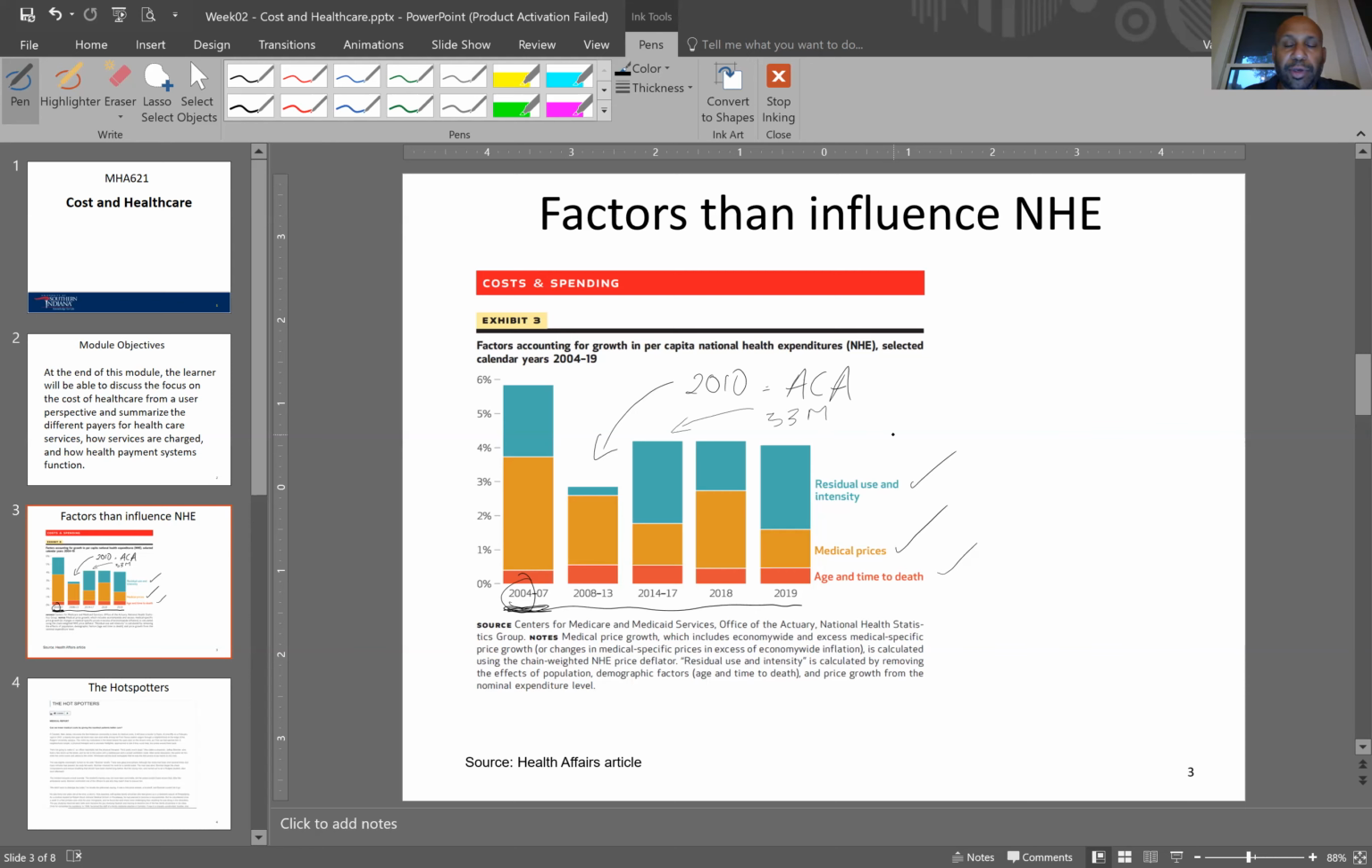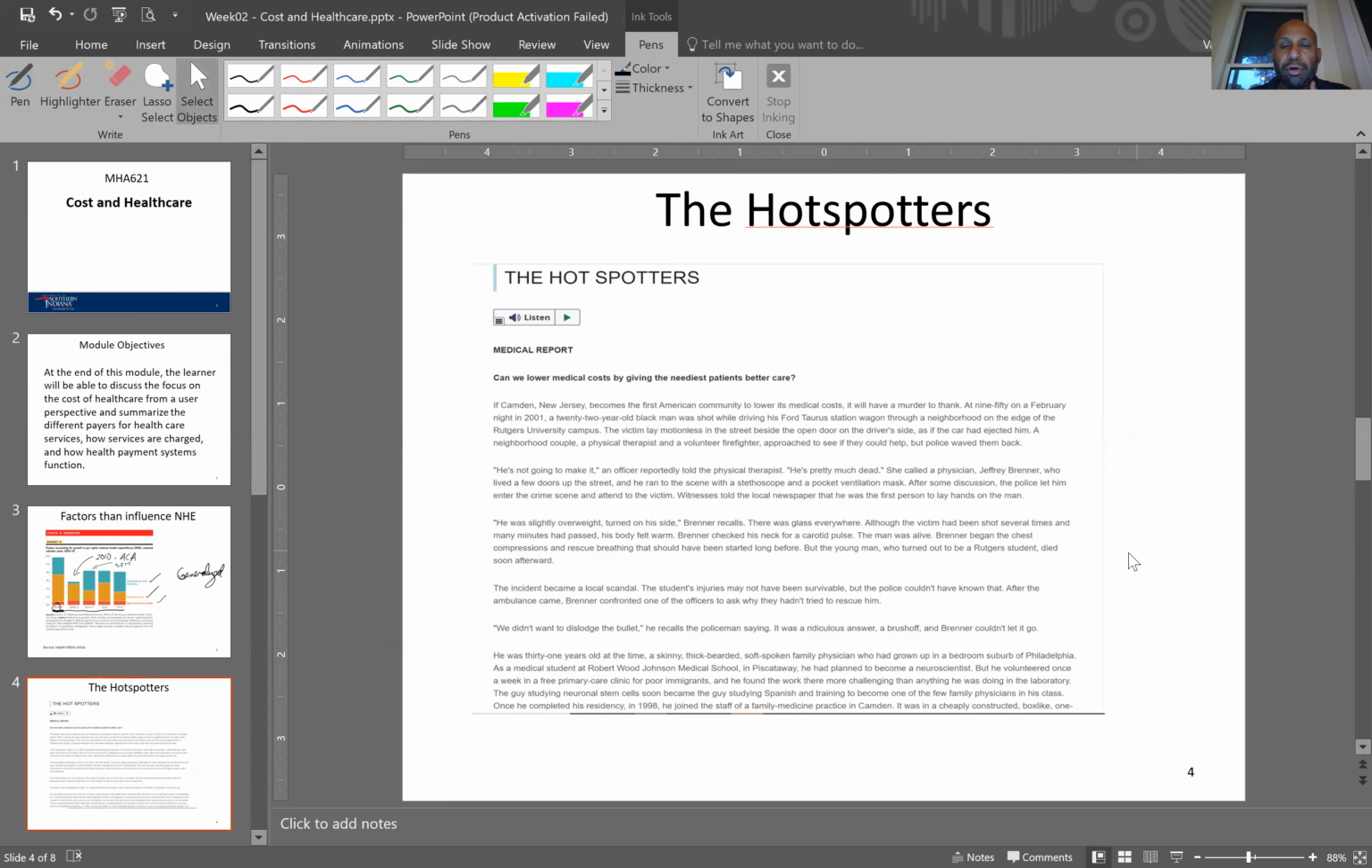So I wanted to start with that generalized perspective, but I'd like to go into a little specialty stuff as well. The article that you have, the two hotspotter articles, I'm going to summarize a little bit here, even though you're going to read this article.